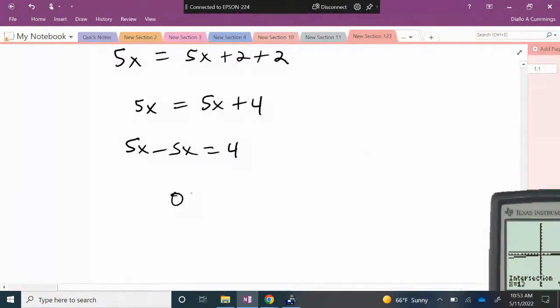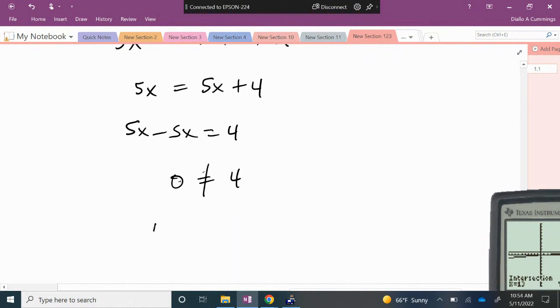All right, so then I have something that looks like this. 0 is equal to 4. All right, so notice that my variable has zeroed out. Since 0 can never equal 4, this is a no solution. Okay. And we'll see what the graph looks like in a second. All right, so just notice when I put all my variables on one side and all my constants on the other, I get something that says 0 is equal to 4, which can never be true. So that's an indication of a no solution.